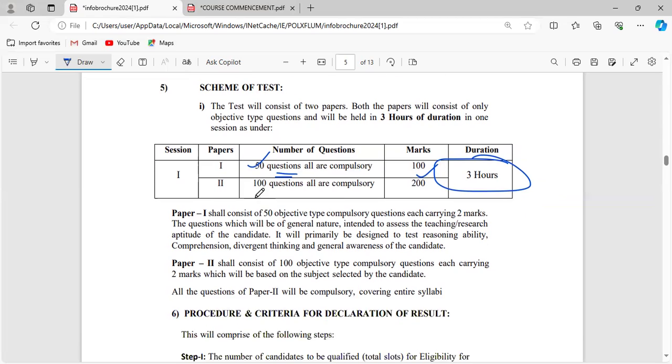And in Paper 2, we have 100 questions. All the questions are compulsory, and these questions are related to the subject you choose while applying for the examination. Each question carries 2 marks, so the total marks will be 200. And the duration of the exam will be 3 hours.